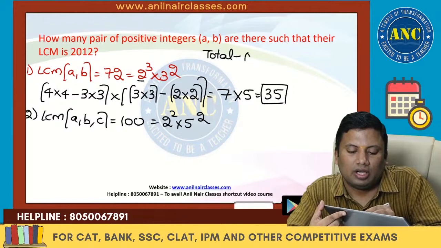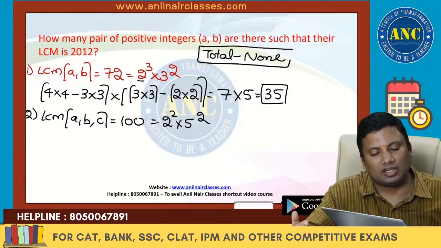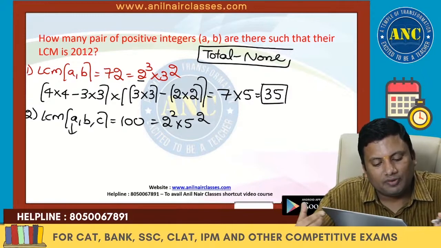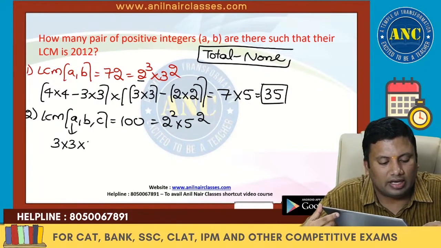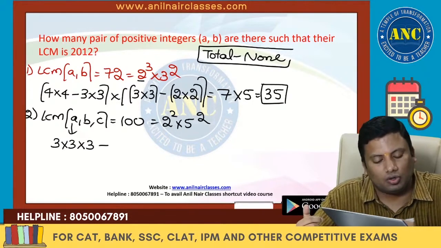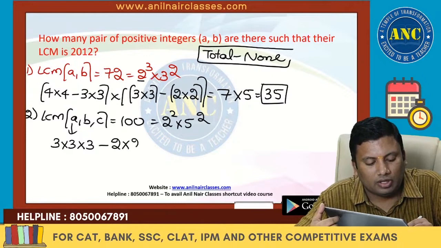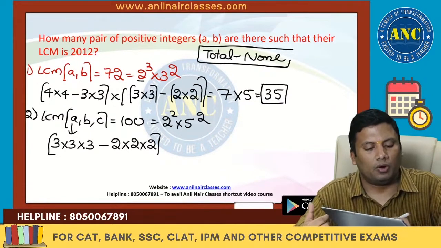We are using total minus none. A will take from 0 to 2, 3 cases. B will also take 3. C will also take 3. A will take 2 square, 2 cases. B 2 cases, C 2 cases. I hope it is clear.